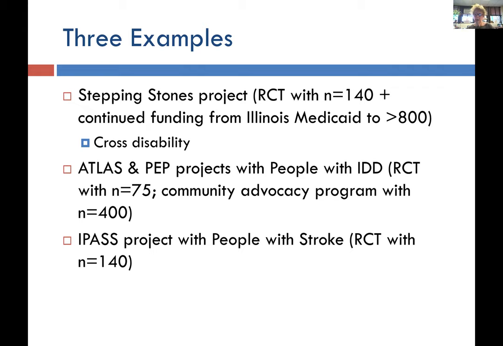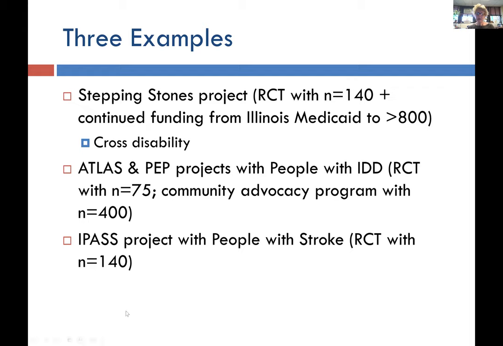The second project, which was featured in the article that was highlighted in the systematic literature review, was specifically applying the same kind of program, but with people with IDD and their social support systems. And that was also tested in a randomized controlled trial with 75 people and was picked up by several community organizations and has been offered to 400 people.